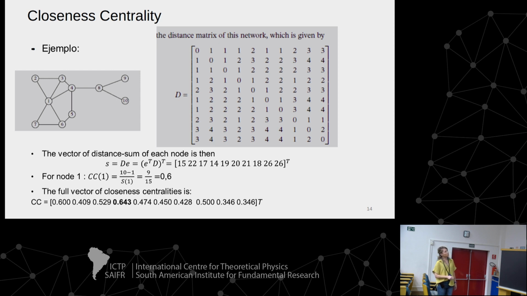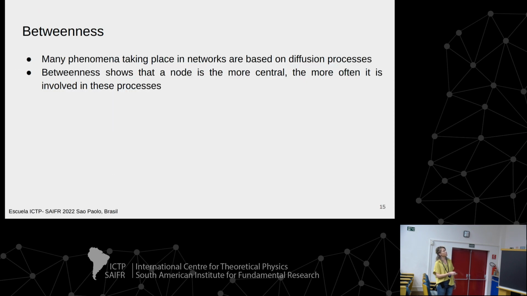And this would be the full vector of closeness centralities for each node of this graph. On the basis of this, if this is node 1, 2, 3, 4, I can see that node 4 has the highest closeness centrality.